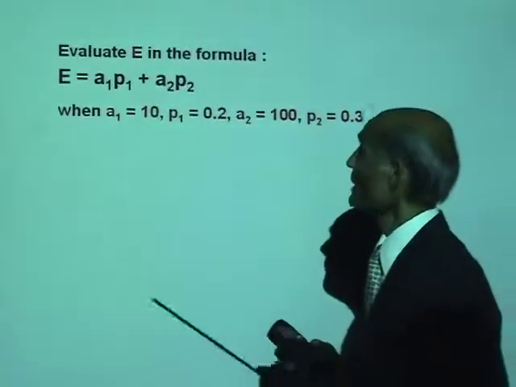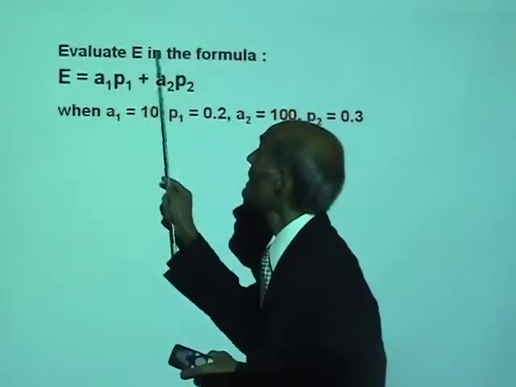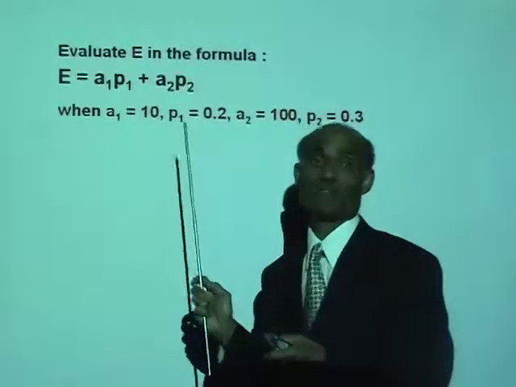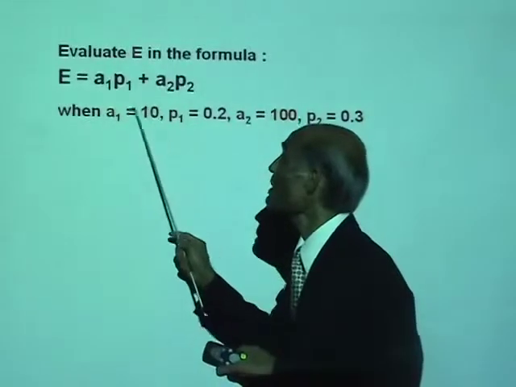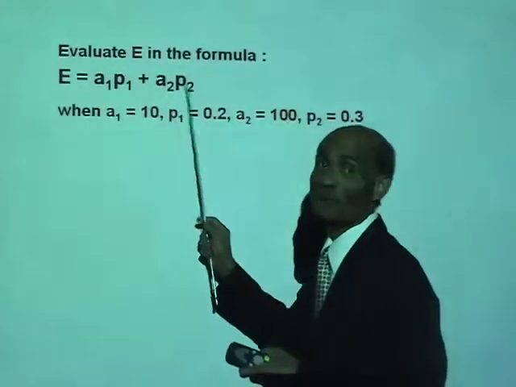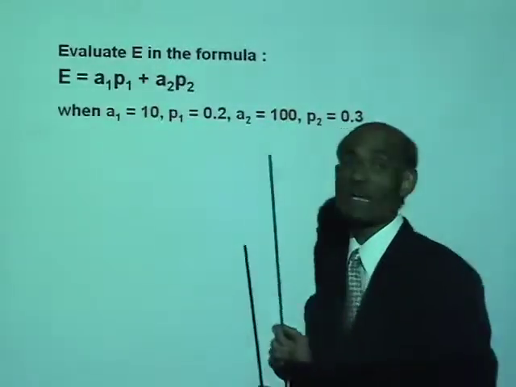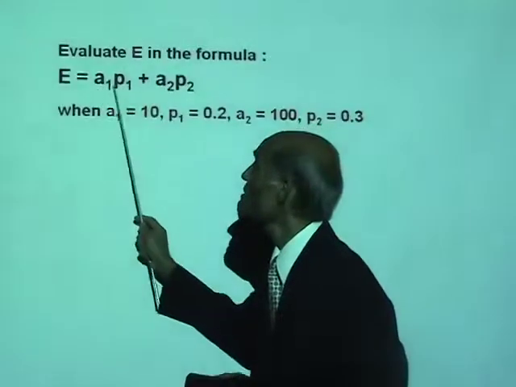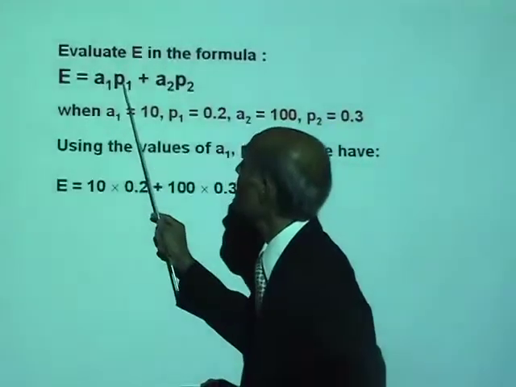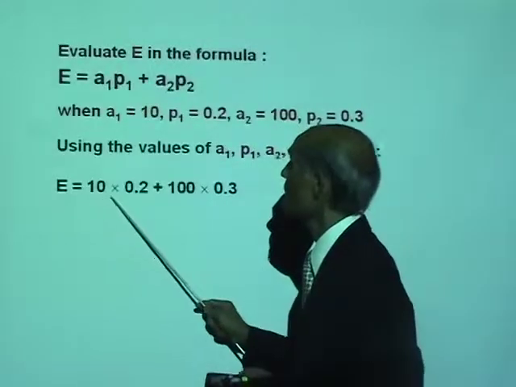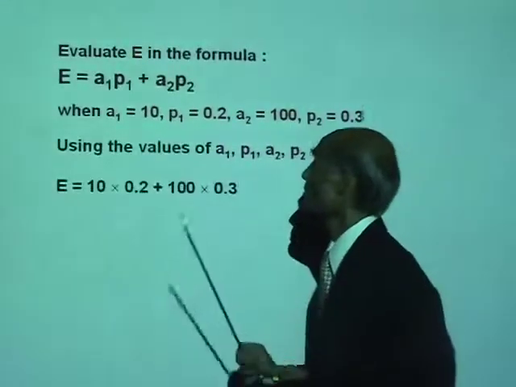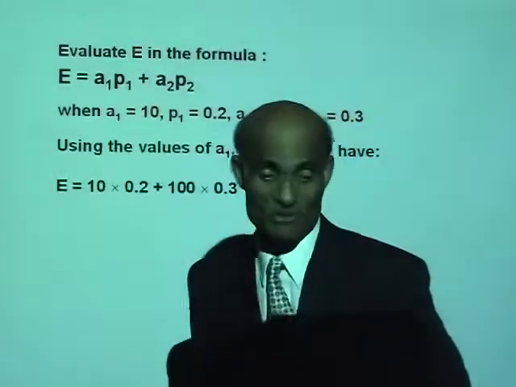All right, another one. Find the value of E in the formula E equal to A1 P1 plus A2 P2. And I'm going to give you the values of A1 equal to 10, P1 equal to 0.2, A2 equal to 100, and P2 equal to 0.3. But all we need to do is replace these variables with the given values. Alright, let's do that. E equal to A1 P1, 10 multiplied by 0.2, plus A2 P2, 100 multiplied by 0.3.